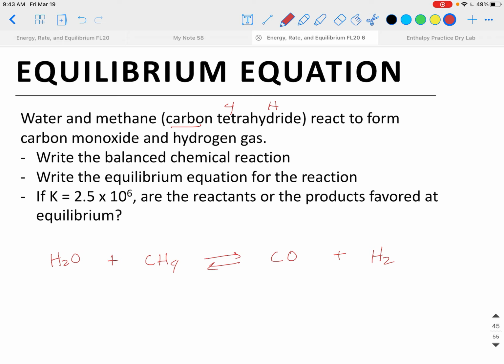We need to make sure this is balanced because it's not right now. So I think we've got 6 hydrogens on the reactant side. We need 6 on the product side, so I'm just going to put a 3 there. Then we're good. Okay. So we're going to write the balanced chemical reaction.